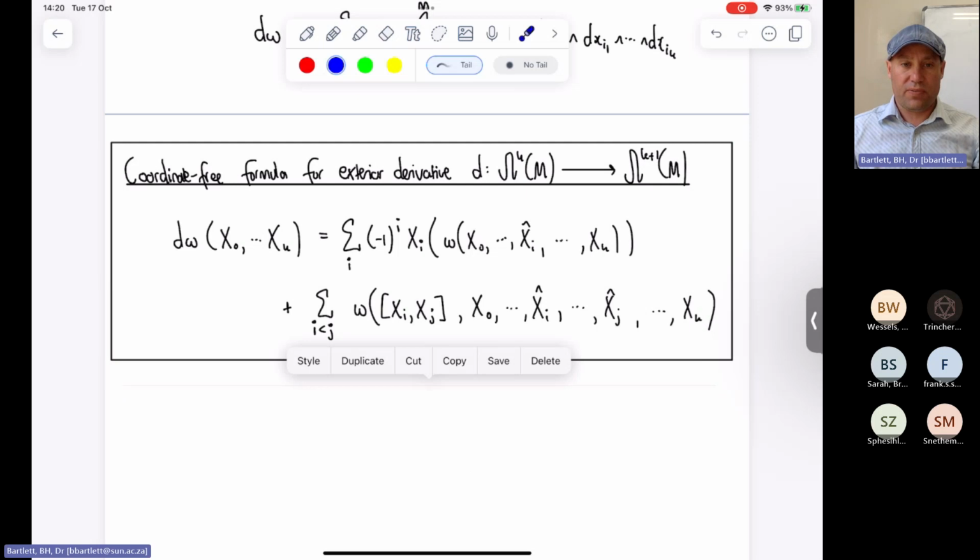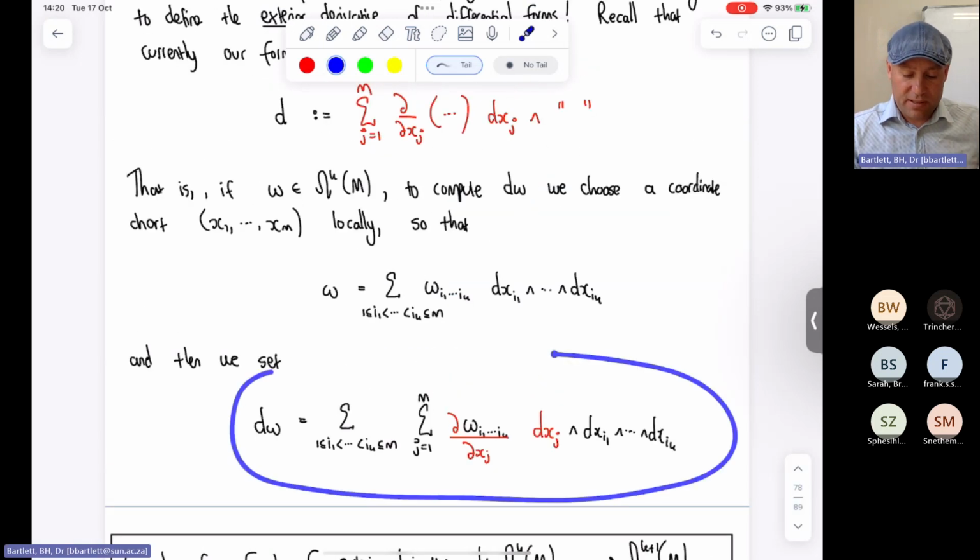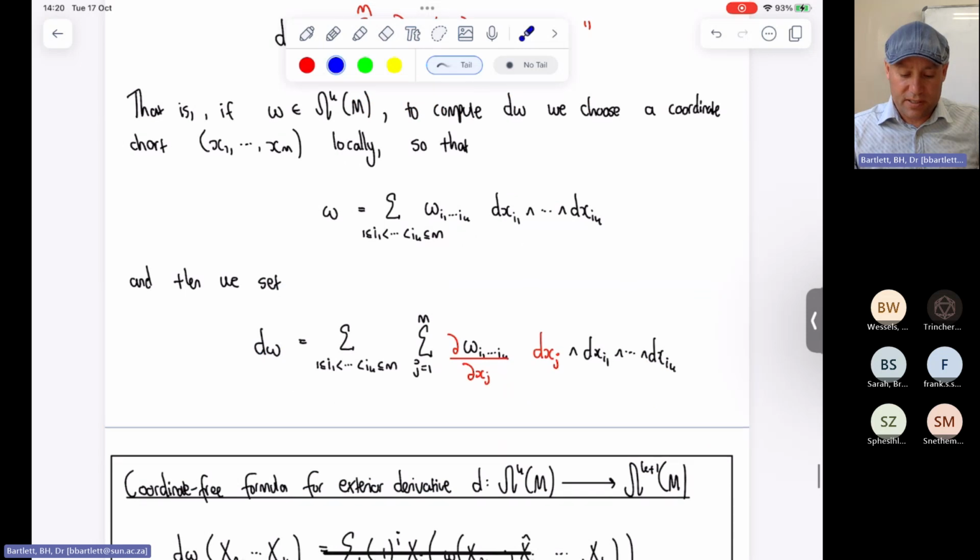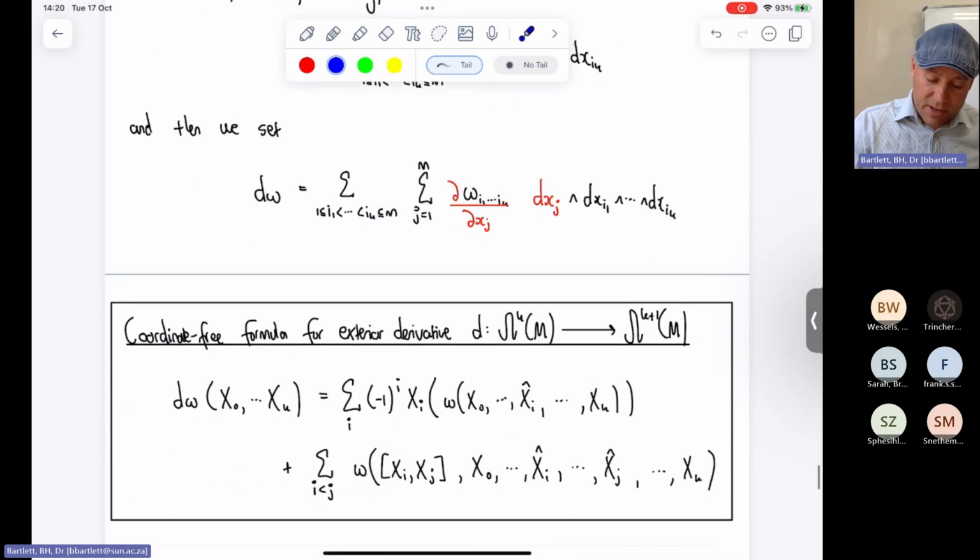It gives us a coordinate-free formula for the exterior derivative. So instead of this formula here, which uses coordinates, I'm going to write it down like this. I've got a K-form, so I'm going to calculate what d of omega is. It's going to be a K+1 form. What is a K+1 form? It's a machine which eats up K+1 tangent vectors at each point and spits out a number. So here are your K+1 tangent vectors: x0, x1, dot, dot, dot, up to xk. There's K+1 of them here.